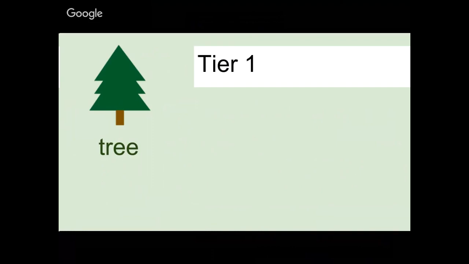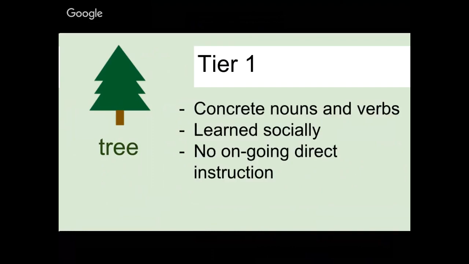Tree is actually a tier 1 word because these are concrete nouns or verbs. For example, instead of a tree, I might say cut, and it's pretty easy to show the action of cut. It's learned socially. I can point to a tree. If I'm teaching a student, I can Google image a tree, or I can just point to an image and say tree. And so it's pretty easy to teach. It doesn't require ongoing instruction. Those things are tier 1 words.